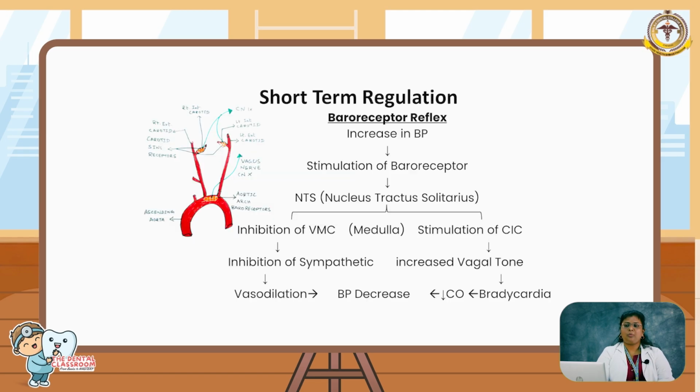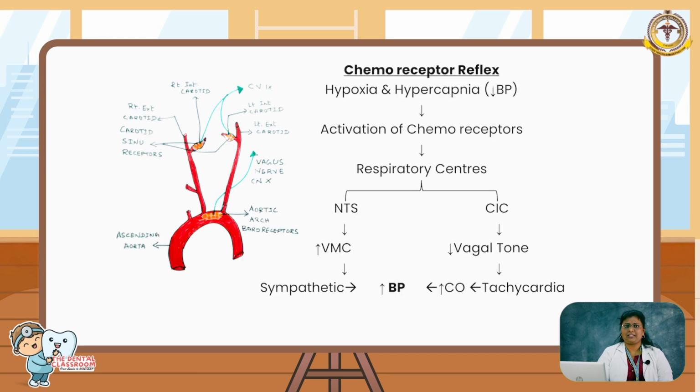So I told about the short-term regulation, that is done by the baroreceptors and chemoreceptors. Mainly, baroreceptors are the mechanoreceptors, chemoreceptors are the chemical receptors. Baroreceptors will respond to the mechanical changes which take place in the blood vessels and the chemoreceptors will act when the chemical concentration of the blood changes. So where are these receptors located? Baroreceptors are located in the arch of aorta and chemoreceptors are located in the carotid sinuses.